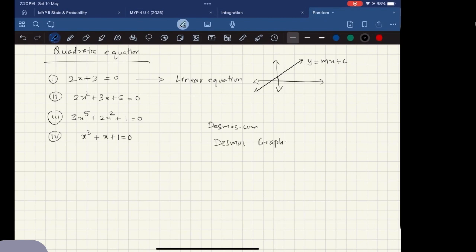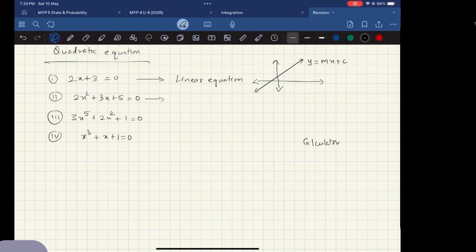Desmos graphing calculator. You won't be able to use this in the exam, but it will help give you a better understanding of the graphs. This is a learning tool, all right? If you put these equations in, it will help you visualize them very well. I will show you this after some time. Right now, I'm focusing more on these types.